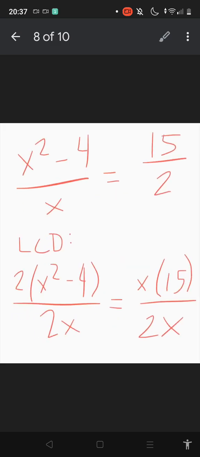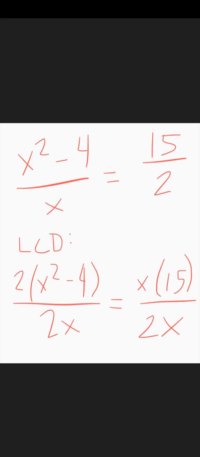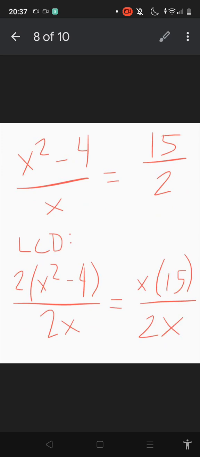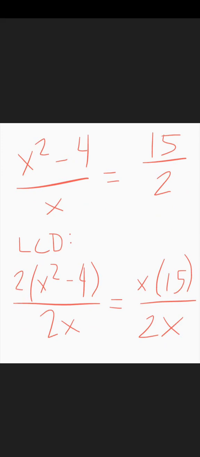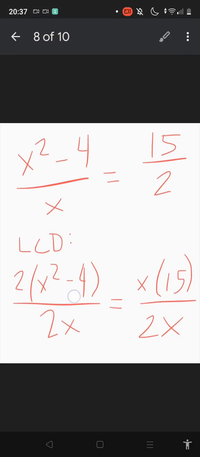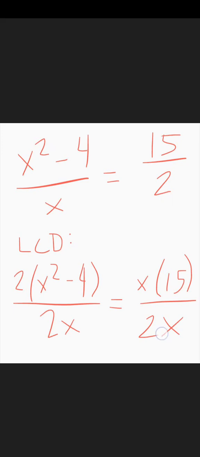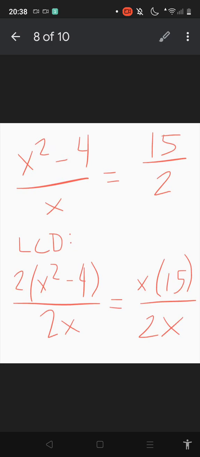The next thing we have to do is divide the new denominator by the value of the first denominator. So 2x divided by x is equal to 2. Now we put an open parenthesis, x squared minus 4, and close the parenthesis. On the other side of the equal sign, we'll do the same process: we divide the new denominator by the denominator, which is 2, giving x. So x, and then open parenthesis, 15, and close parenthesis.